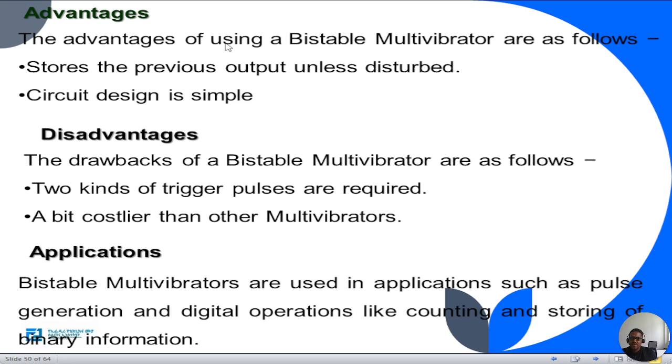So what are the advantages of the bistable? It stores the previous output unless disturbed. That is a flip-flop circuit. The circuit design is also simple. What are the drawbacks of this bistable? Two kinds of trigger pulses are required. It is a bit costlier than the other multivibrators. Where do they apply bistable multivibrators? They are used in applications such as pulse generation, digital operations like counting, and storing of binary information. So these are about multivibrators.